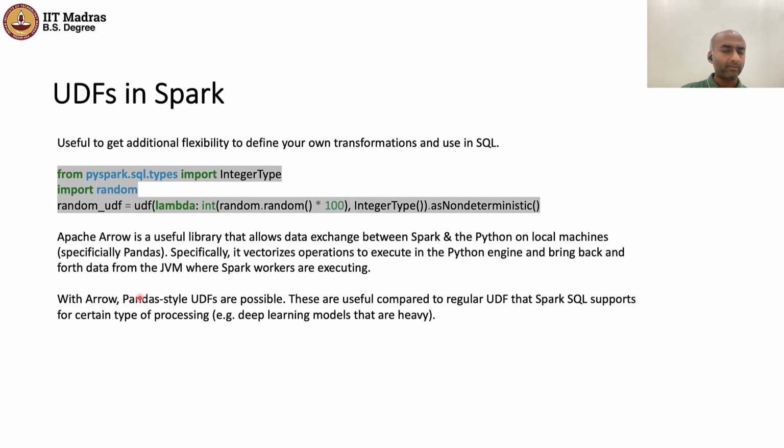And the way you would use the Pandas style UDF is just a small difference in terms of the syntax. You would just say pandas underscore UDF, and you would use the defined version of it, right? Not the lambda expression version of it, but the defined declared version of it. So you can look up the syntax that's there in the Spark documentation as well.